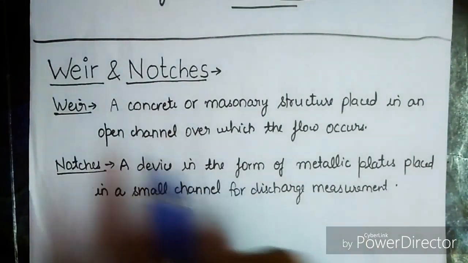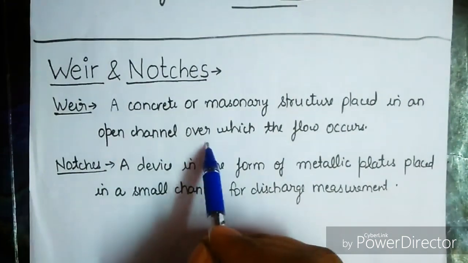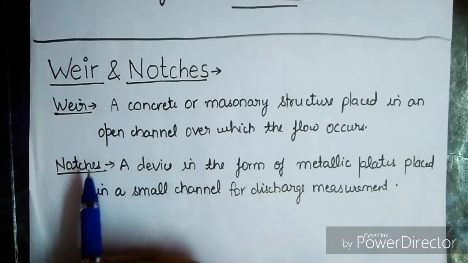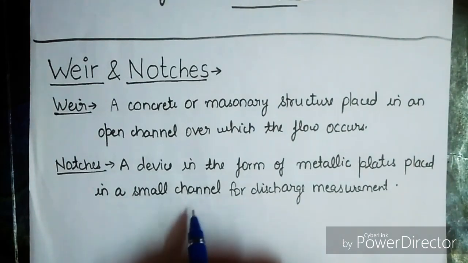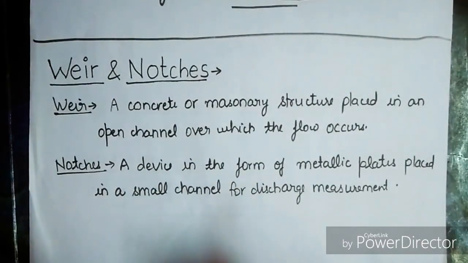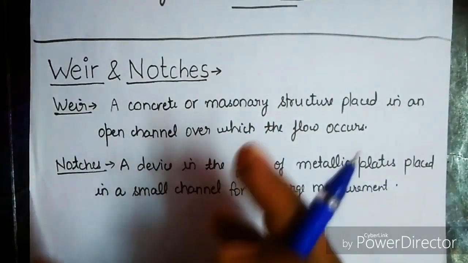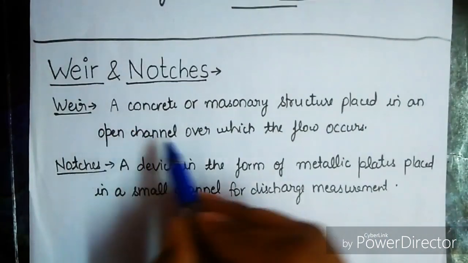Okay. Next topic is weir and notches. What is a weir? A concrete or masonry structure placed in an open channel over which the flow occurs. Notches: a device in the form of a metallic plate placed in a small channel for discharge measurement. Okay, weirs and notches we provide along any river or any flowing water body, and we measure the discharge through it.